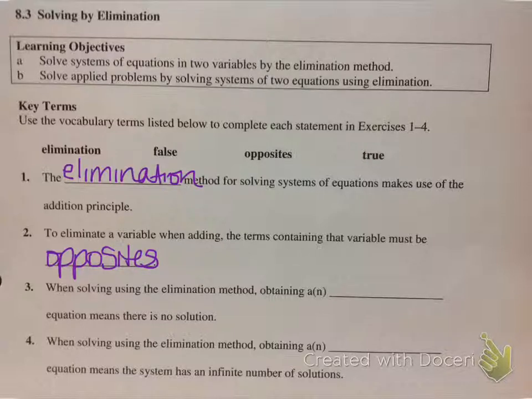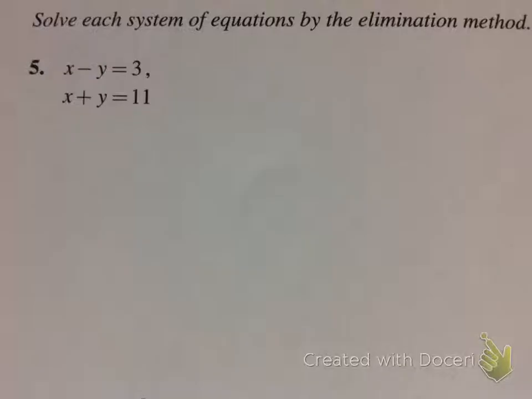When solving using the elimination method, obtaining a false equation means there is no solution. And when solving using the elimination method, obtaining a true equation means the system has an infinite number of solutions. So let's look at how the elimination method works.